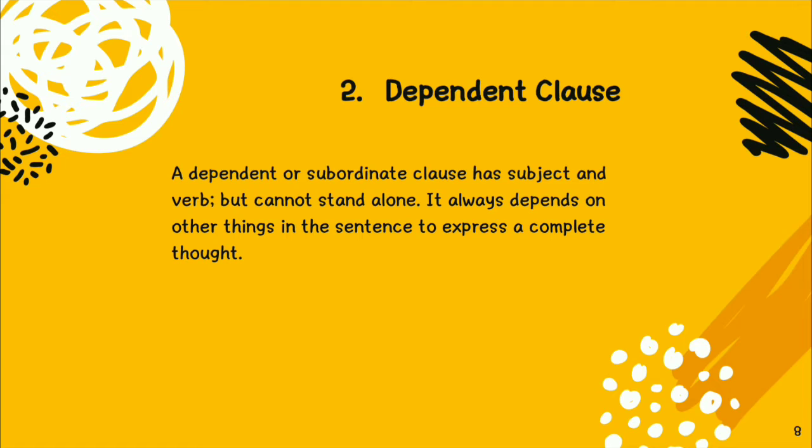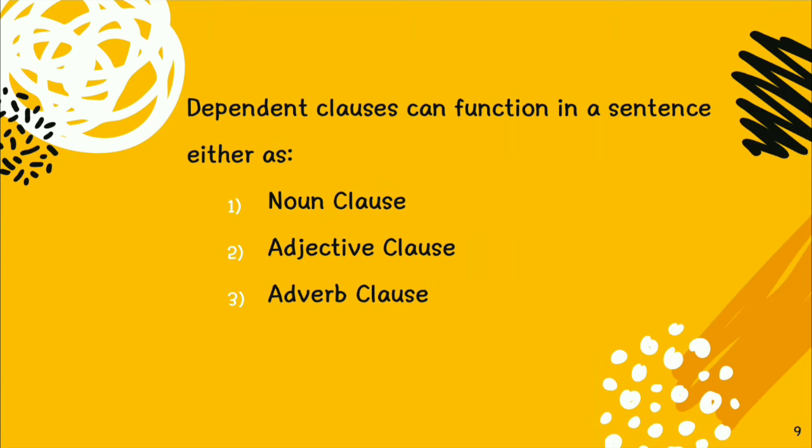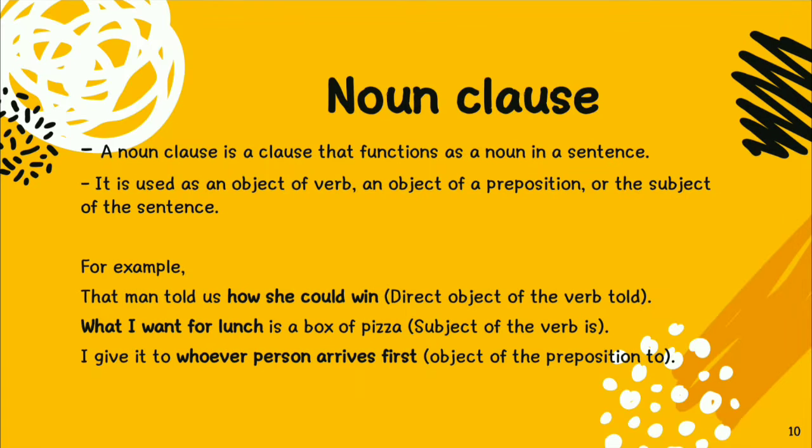Second, dependent clause. A dependent or subordinate clause has a subject and verb, but cannot stand alone. It always depends on other things in the sentence to express a complete thought. Dependent clauses can function in a sentence as a noun clause, adjective clause, or adverb clause. And then the noun clause. A noun clause is a clause that functions as a noun in a sentence. It is used as an object of a verb, an object of a preposition, or the subject of the sentence.